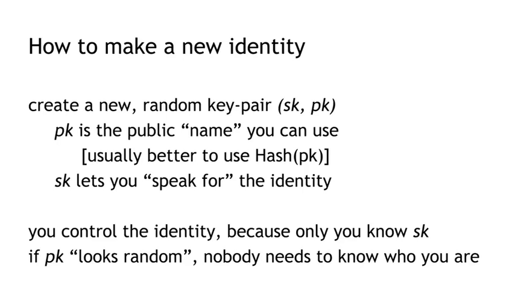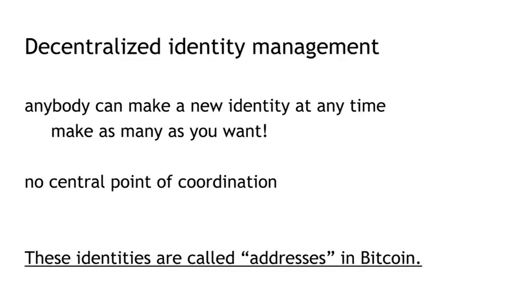And SK, the secret key, is the information that lets you, the person who generated this identity, speak for the identity. You control the identity because only you know the secret key. And if you generated this in such a way that the public key PK looks random, then nobody needs to know who you are. You can generate a fresh identity that looks random, that looks like a face in the crowd, that only you can control.